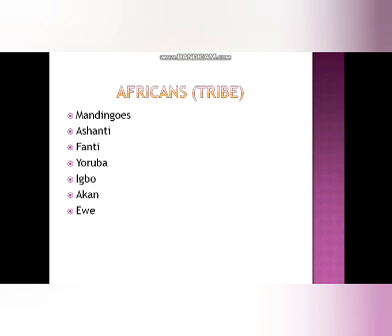And we also want to recognize the tribes. The tribe of these enslaved Africans, they came from tribes. And some of these tribes are Mandingos, Ashanti, Fanti, Yoruba, Igbo, Akan, Iu. Alright? So these are some of the tribes that these African people came out of, which are the enslaved Africans.